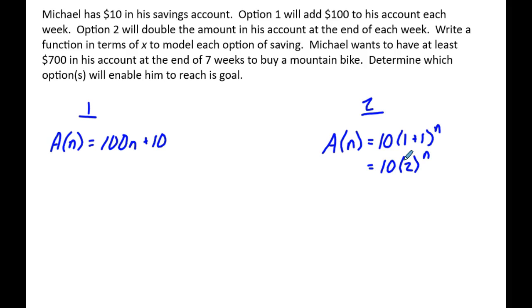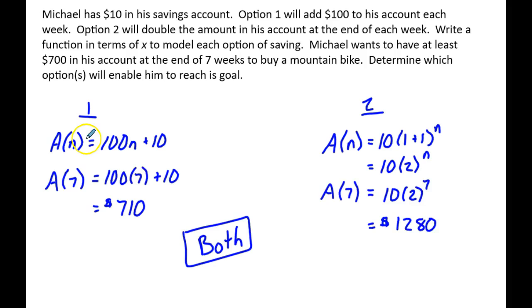Now all we have to do is plug in 7 for our value of n to see which option allows him to reach his goal. So for the first option, if we plug 7 in for n, that's going to get him $710 in the account after 7 weeks. For the second option, if we plug in 7 for n, we get $1,280. That's how much would be in his account after 7 weeks.